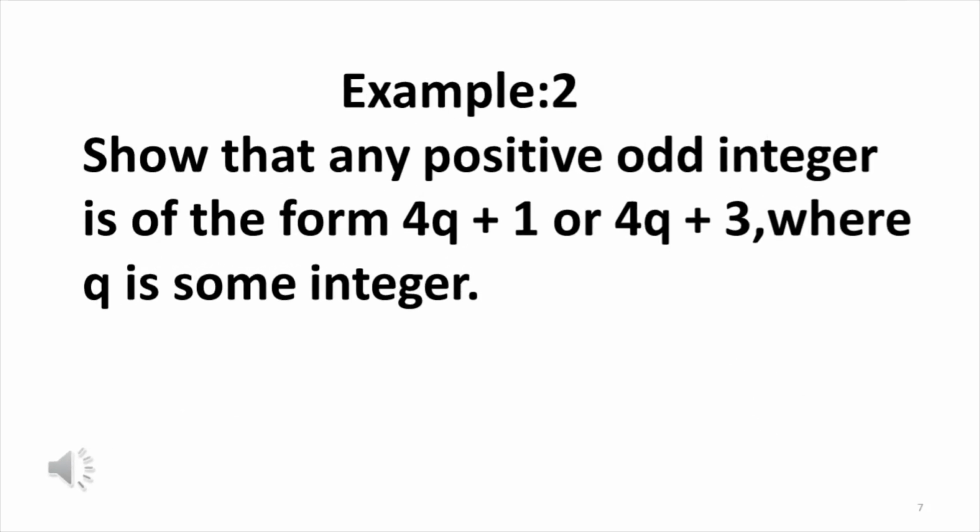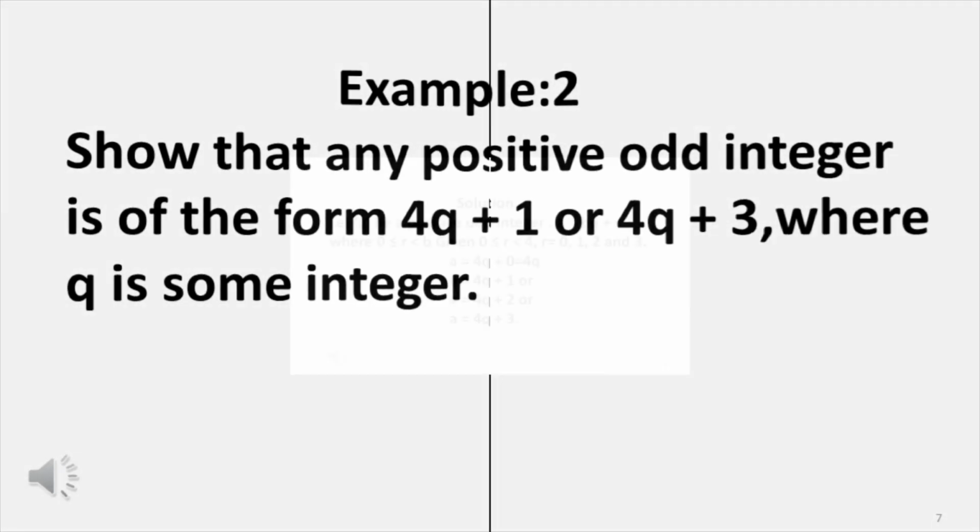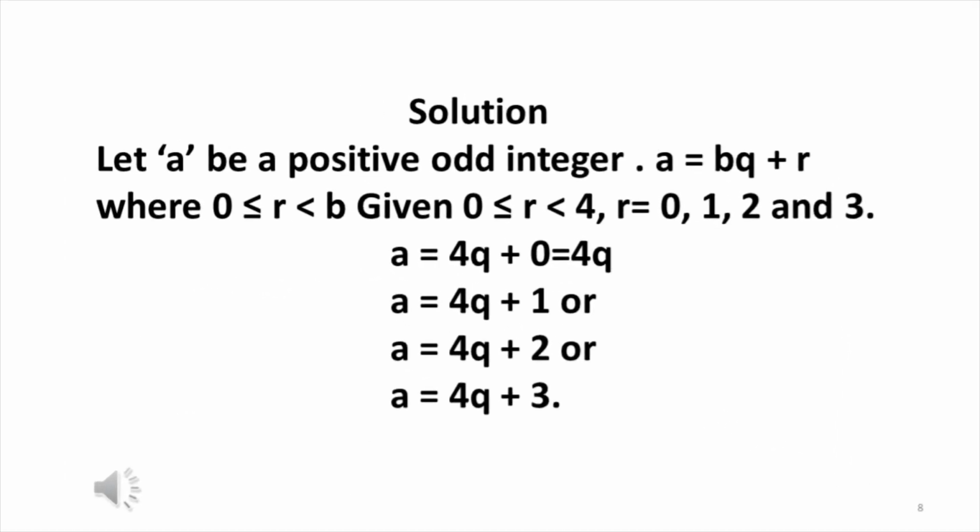Example 2: Show that any positive odd integer is of the form 4q plus 1 or 4q plus 3, where q is some integer. Solution: Let a be a positive odd integer. a equals bq plus r, where 0 is less than or equal to r less than b. Given b equals 4, 0 is less than or equal to r less than 4, so r equals 0, 1, 2 and 3. So a equals 4q plus 0, or a equals 4q plus 1, or a equals 4q plus 2, or a equals 4q plus 3.